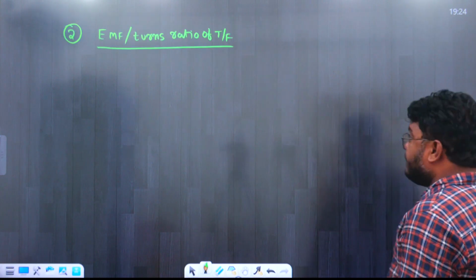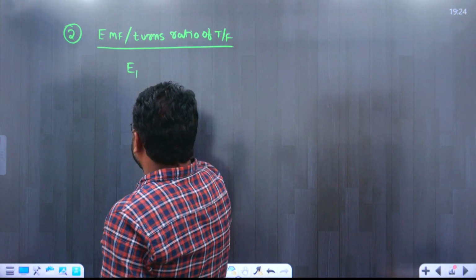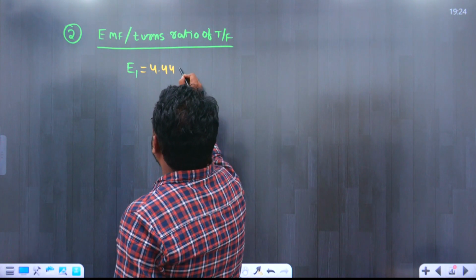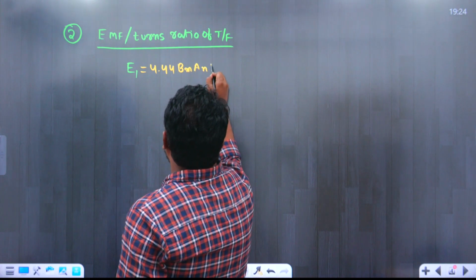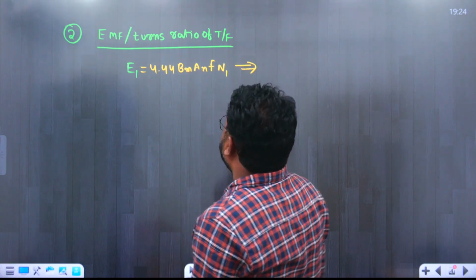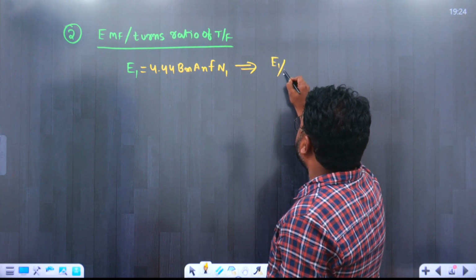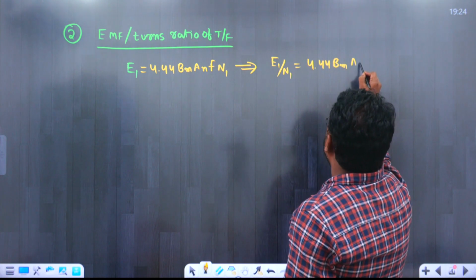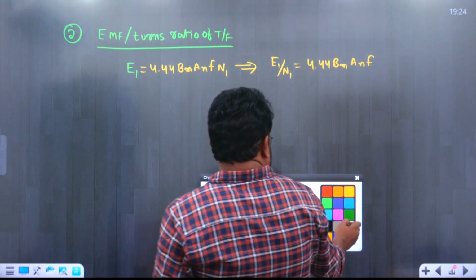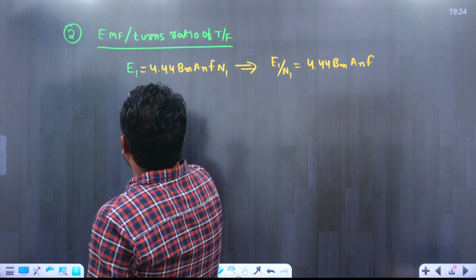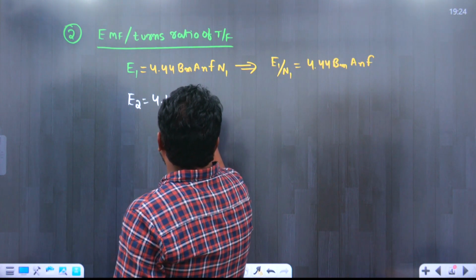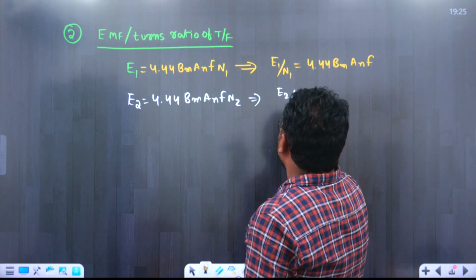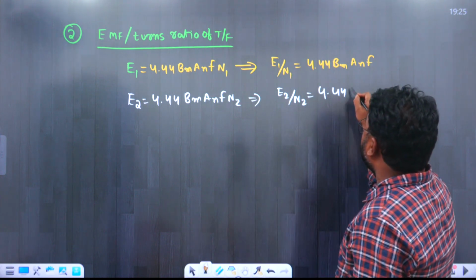So we know the EMF E1, the EMF induced in the primary winding, is equal to 4.44 B maximum A N1 f. So from this equation it can be written as E1 by N1 is equal to 4.44 B maximum A f. And similarly, the EMF induced in the secondary winding, E2, is equal to 4.44 B maximum A N2 f. So the EMF per turns ratio, E2 by N2, is equal to 4.44 B maximum A f.